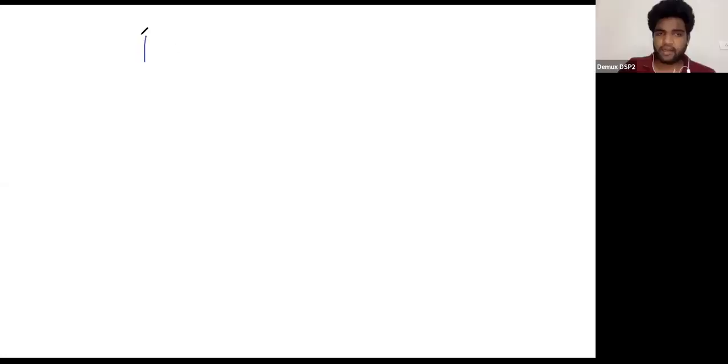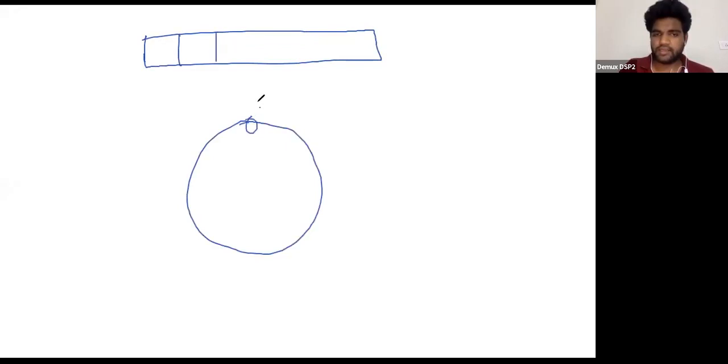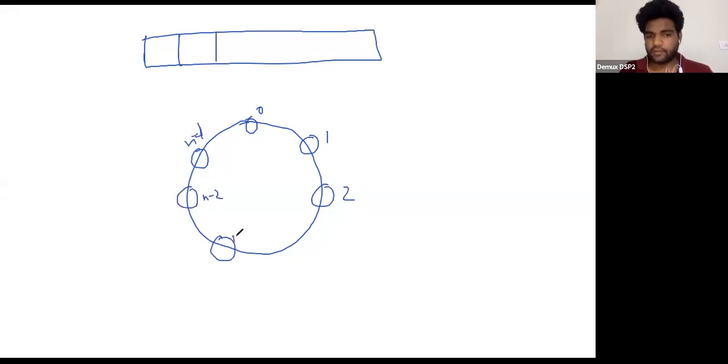So here the only difficulty is that now 0 is adjacent too. So this is cyclic now. So 0 is there, then you have 1, then you have 2, and so on till n minus 1. So 0 is also considered adjacent to n minus 1 now. And now you have to solve the same problem.